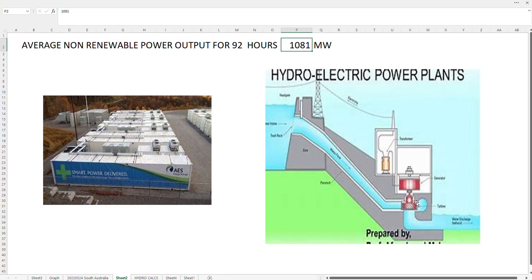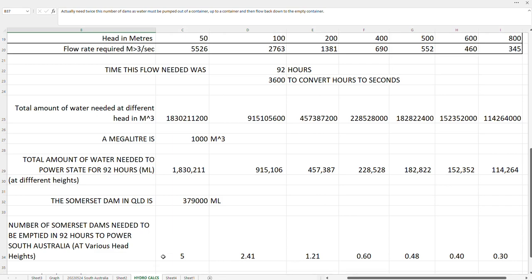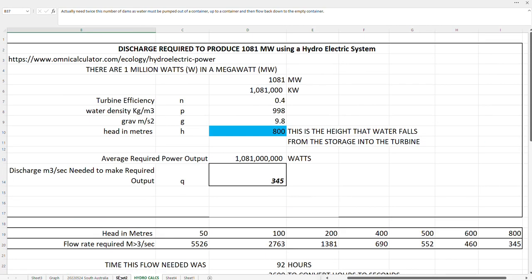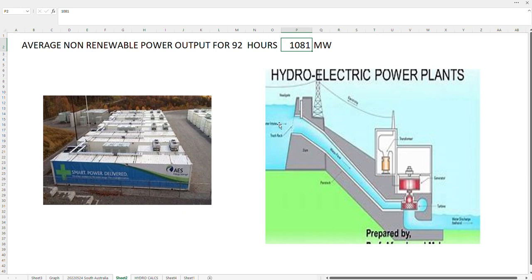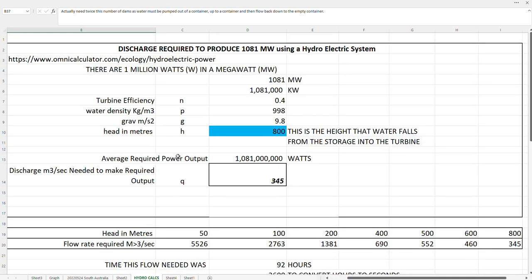And so I got interested in working out how much water you'd need to replace this 92 hours of 1,081 megawatts produced by the fossil fuel. So I went on the internet and I found this formula to calculate hydropower. And it seems like a reasonably simple formula, and it operates on watts. So we've got to convert 1,081 to kilowatts and then kilowatts to watts. That's a big number.